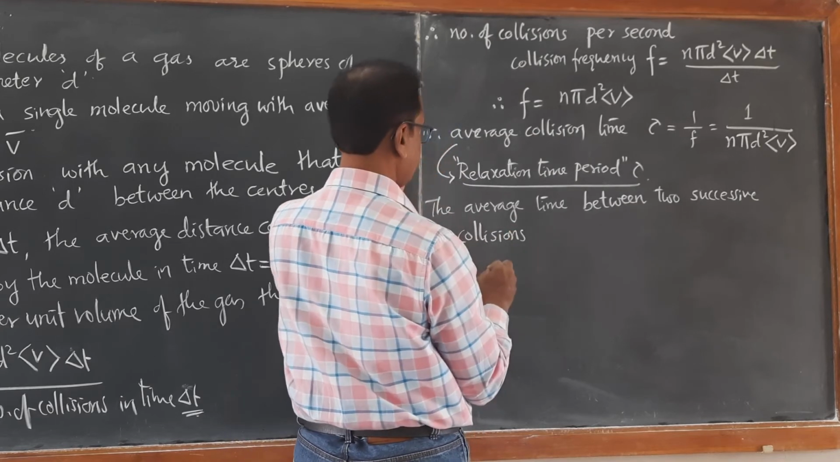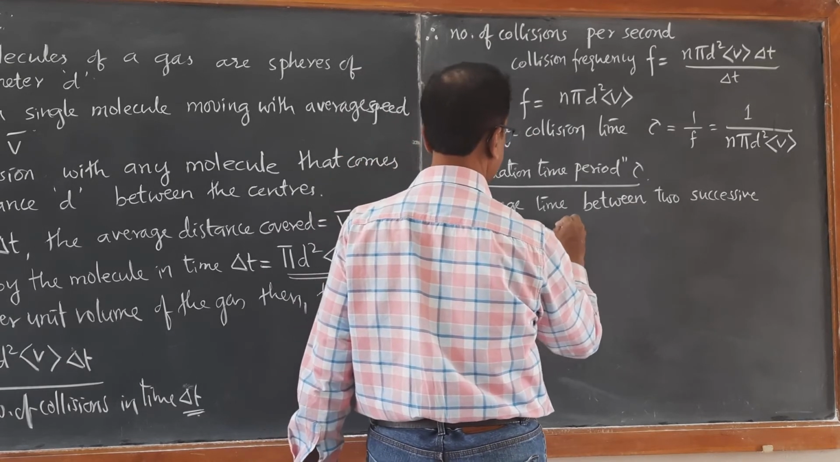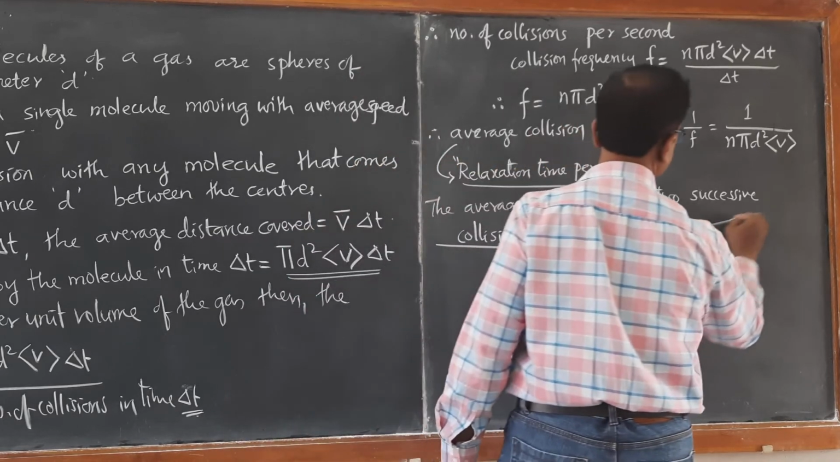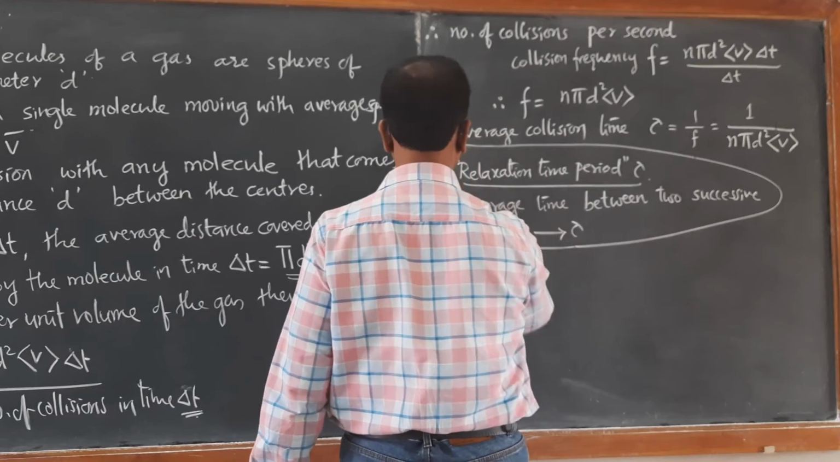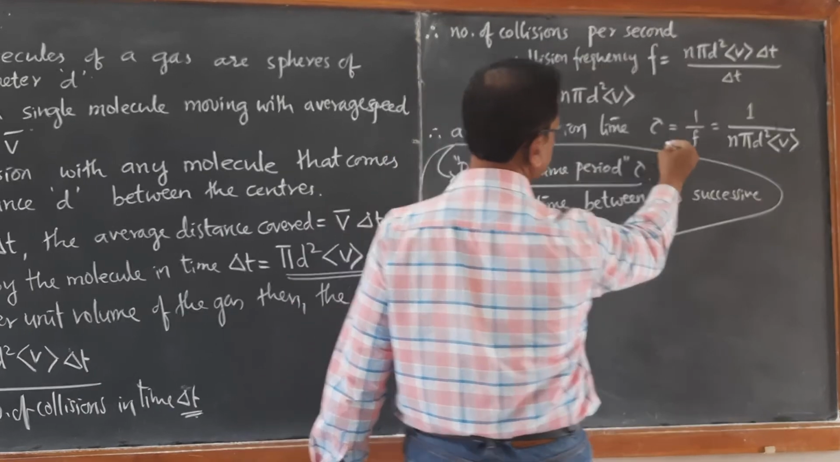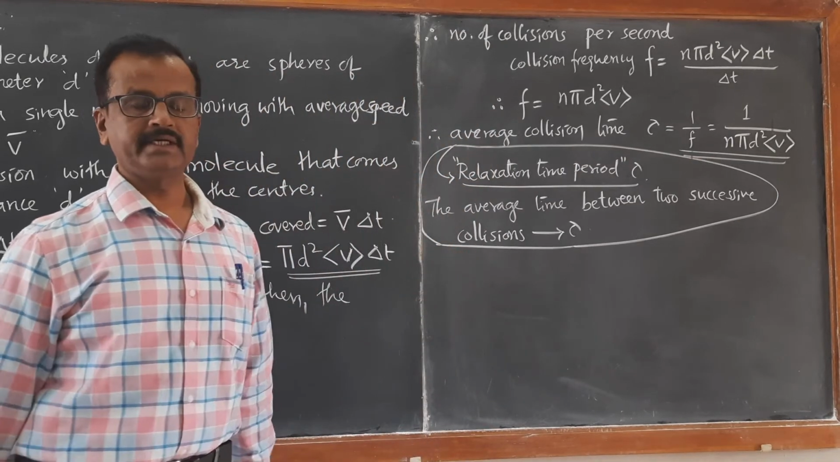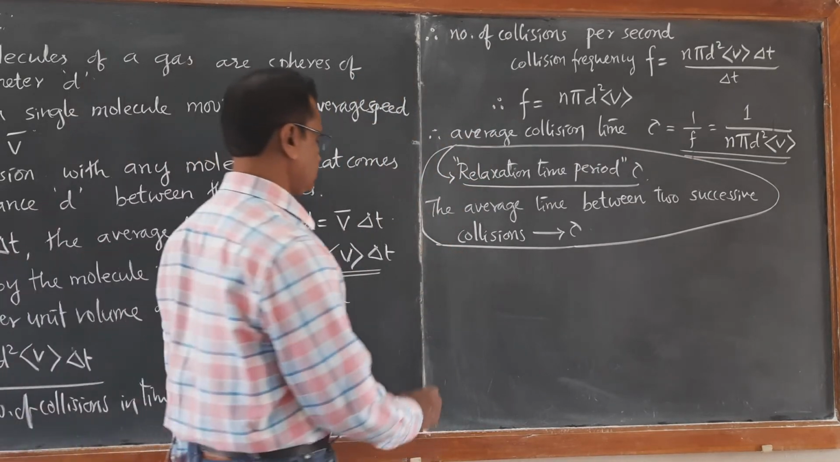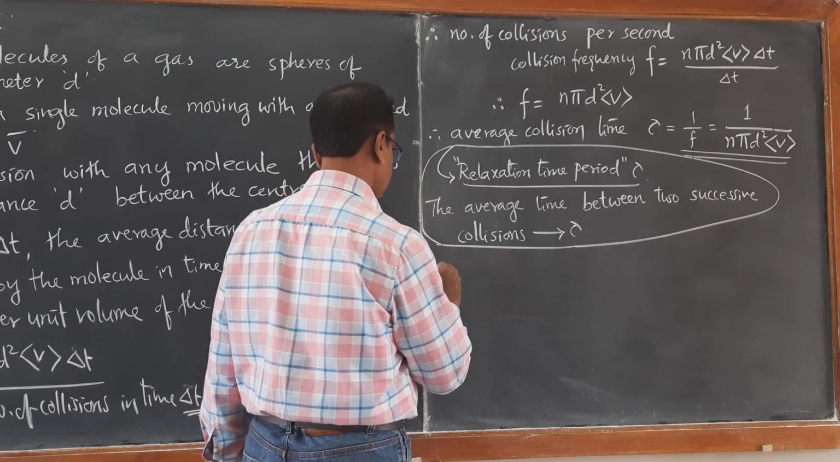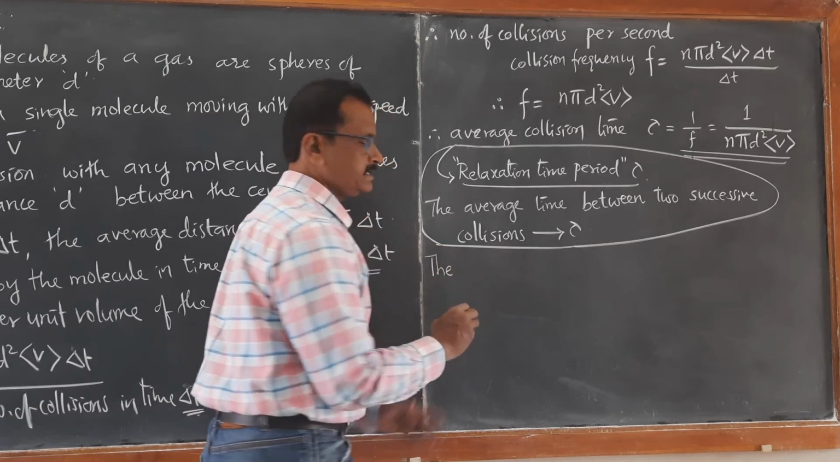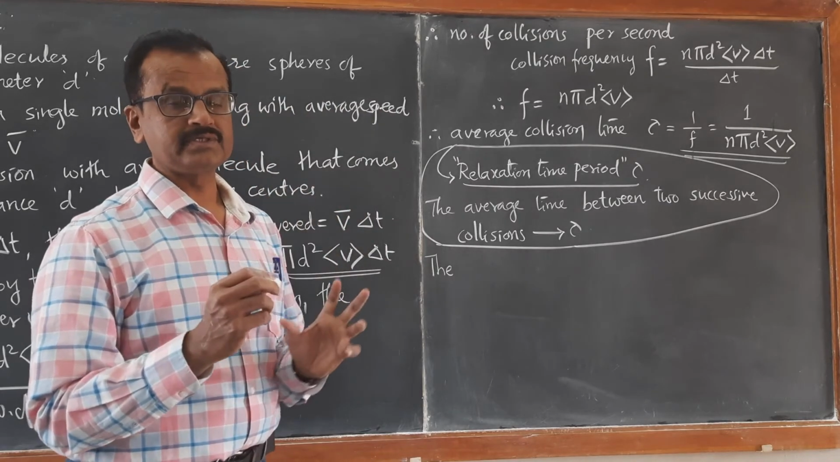This is how we define average collision time tau. Therefore, tau is equal to this value. Now we can calculate what is mean free path. The mean free path is defined as average length between two successive collisions.